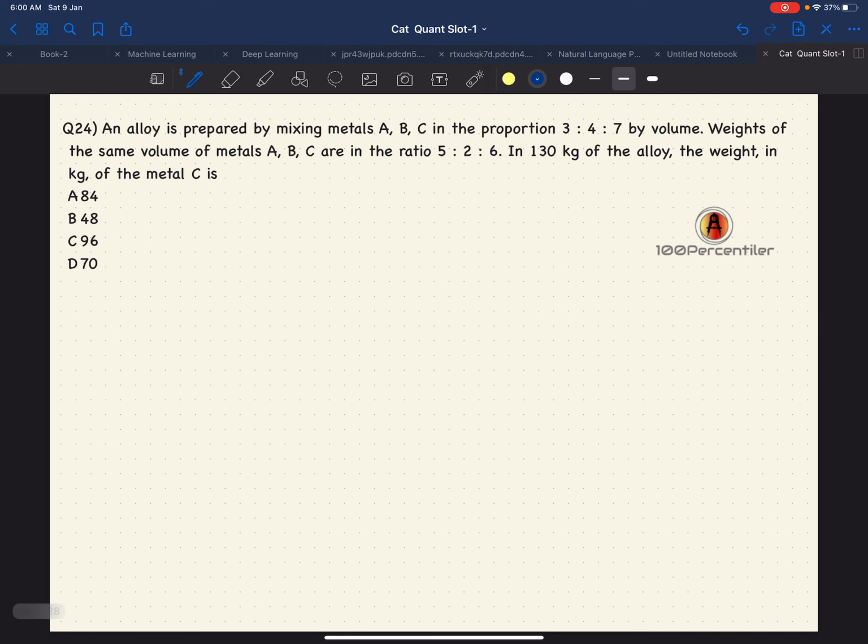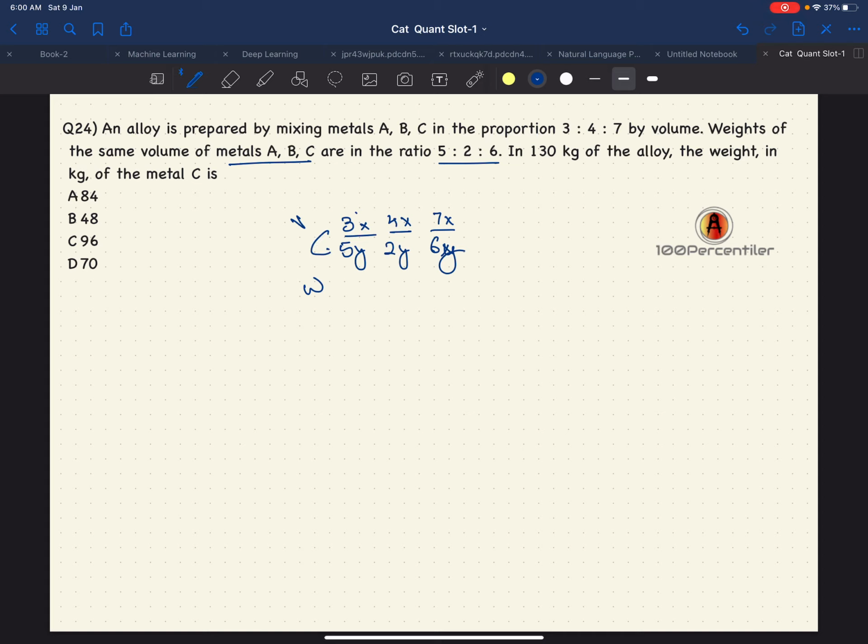Now here we are given an alloy is prepared with mixing metals A, B, C in the proportion of 3:4:7. Weight of the same volume of metals A, B and C are in the ratio of 5:2:6. Now if we take the same volumes for each of the metals A, B, C, we are given the weights as 5y, 2y and 6y. Now if we have taken the volumes as 3x, 4x and 7x, then what will be the weight?